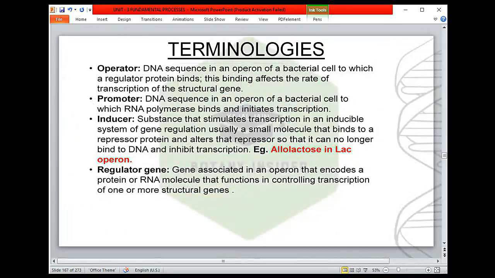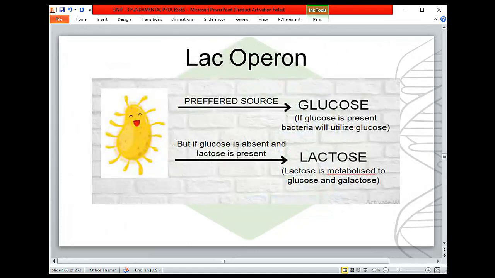Lac operon. Okay, we have already understood these terminologies. Now understand this: lac operon, that is lactose operon. When you look into E. coli, there are two food sources, two energy sources that the E. coli can have. It could be glucose and it could be lactose.